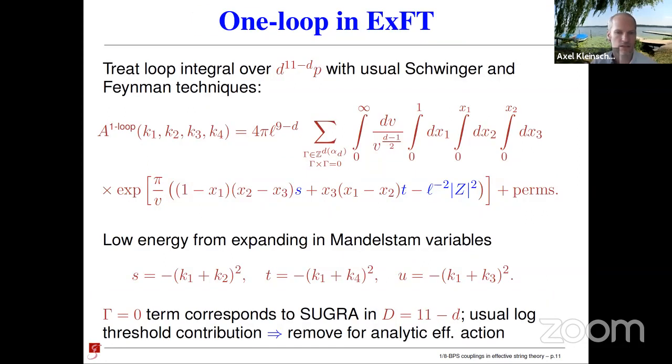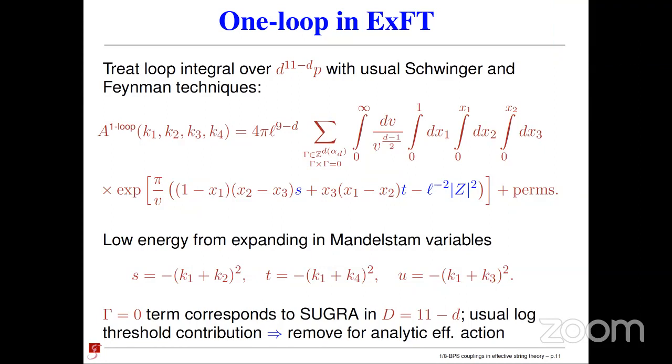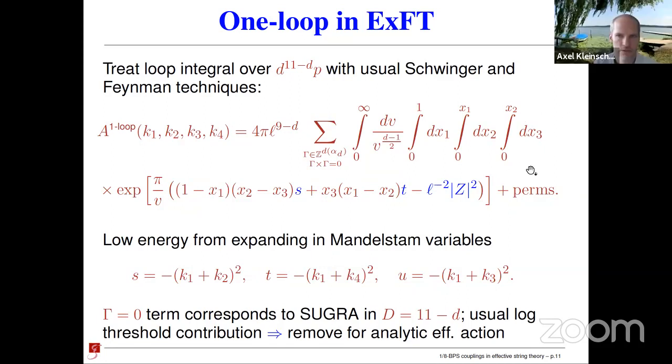Now, how do you do these kinds of integrals? I mean, you use the standard methods of usual Schwinger and Feynman parameters to reformulate this thing. So you turn it into some exponential. Now S and T are the Mandelstam variables. You have to sum over permutations as well. And now here, this is where this BPS mass comes in. So this is the only place where you have a dependence on this parameter or on this momentum gamma that you sum over.